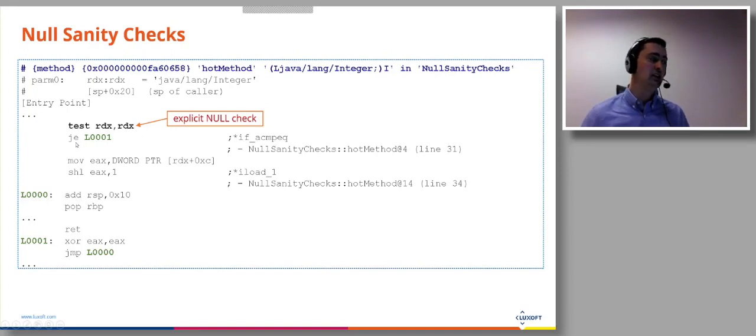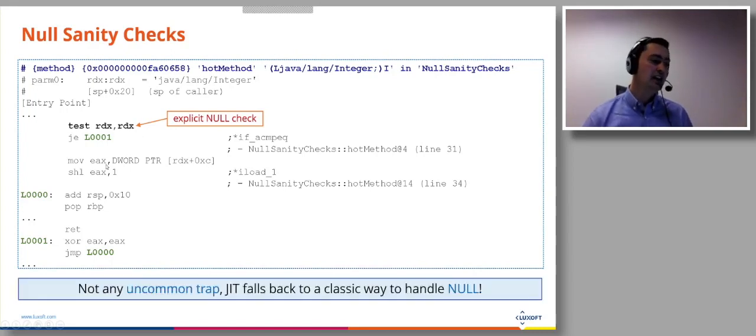But in the other cases where the argument is not null, it moves the integer into the EAX, and there is a multiplication by two, and the EAX is implicitly returned. And in this case, we didn't have any uncommon trap, and since the just-in-time compiler hit it, it switched back to the classic way of handling nulls.